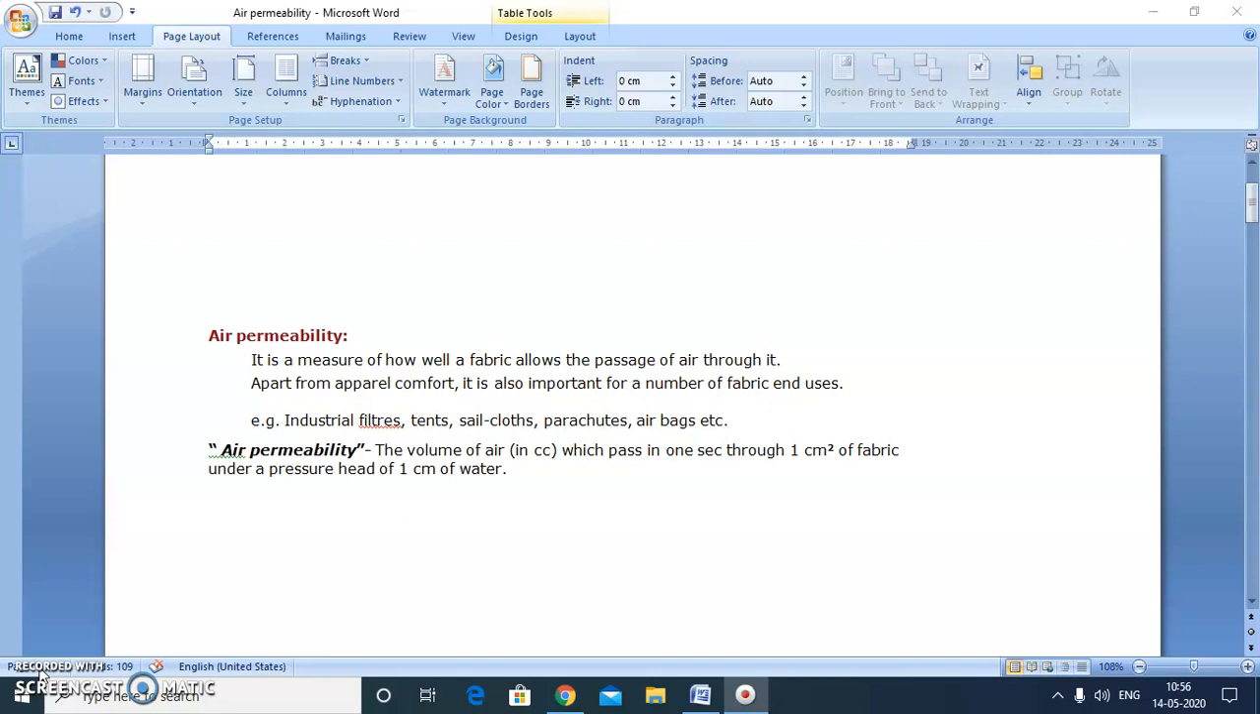It is also important for other end users also. For example, industrial filters, tents, sailcloths, parachute, airbags, etc. Now we'll try to define air permeability. The volume of air in cubic centimeter which pass in 1 second through 1 centimeter square of fabric under a pressure head of 1 centimeter of water. So under a pressure difference of 1 centimeter of water, volume of air in cubic centimeters which pass in 1 second and 1 centimeter square of fabric is called air permeability of a given fabric.